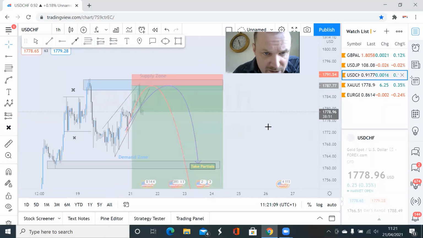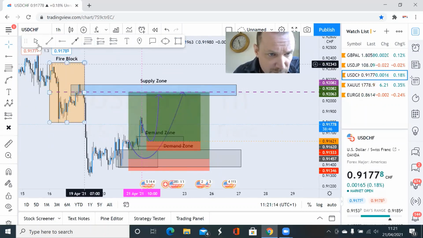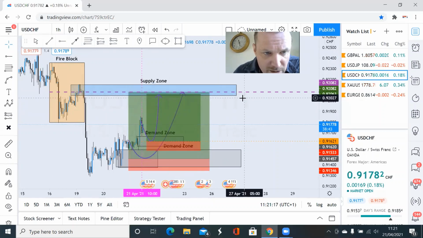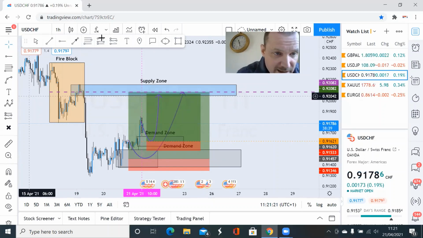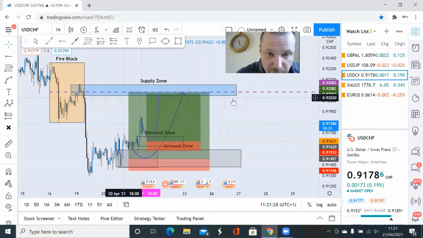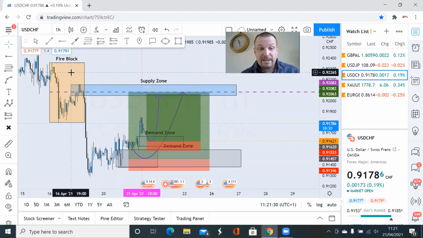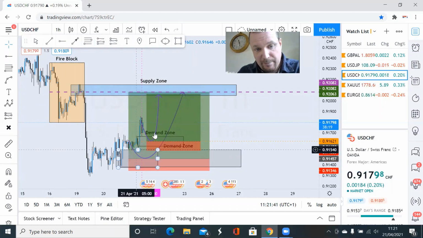The USD Swiss franc. Again, we've got the fire block. I've got a 50% of the fire block. Within the fire block of the 50%, we've come down, we've got a supply zone. So the 50% of that supply zone is also 50% of the fire block. So it's confluence, extra confirmation. As we've come down as engulfing, we've started creating a flag pattern back up.